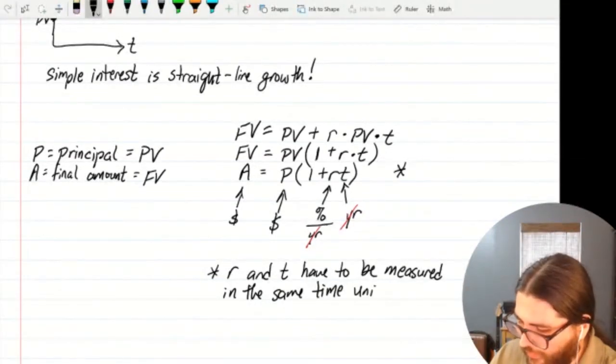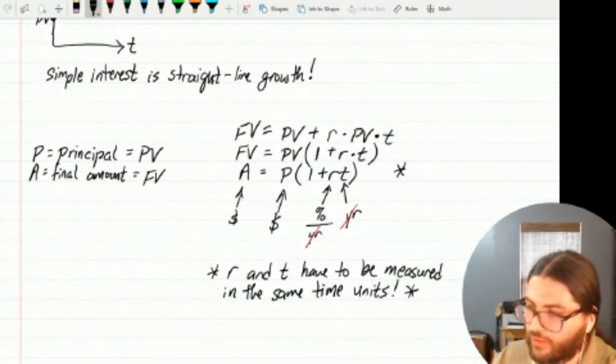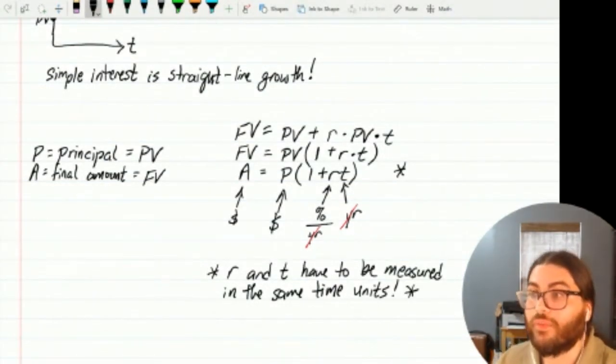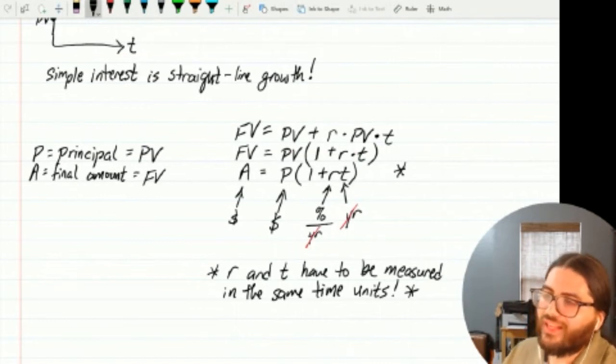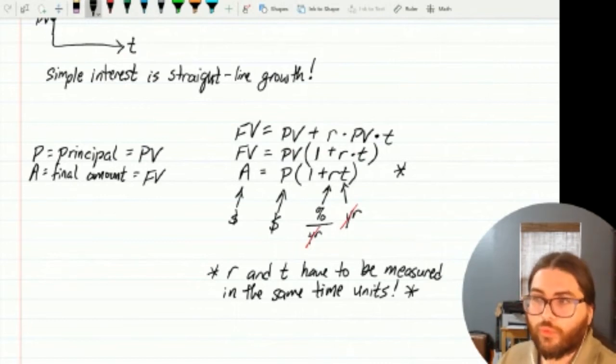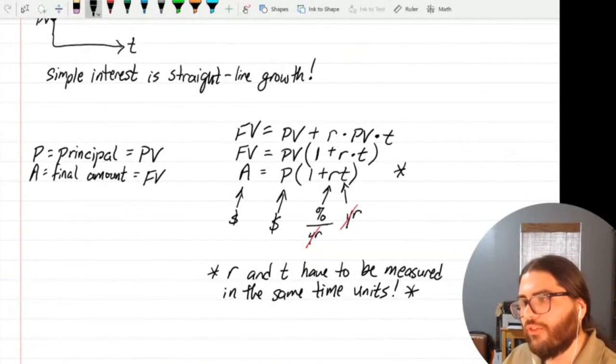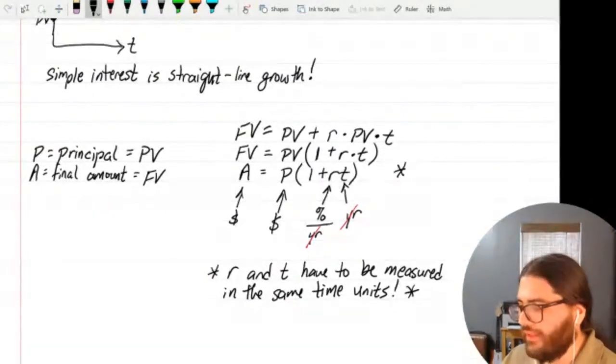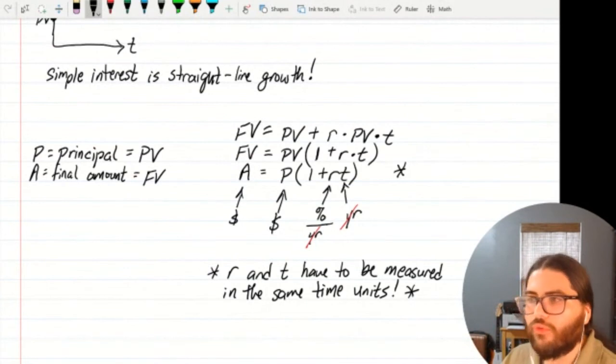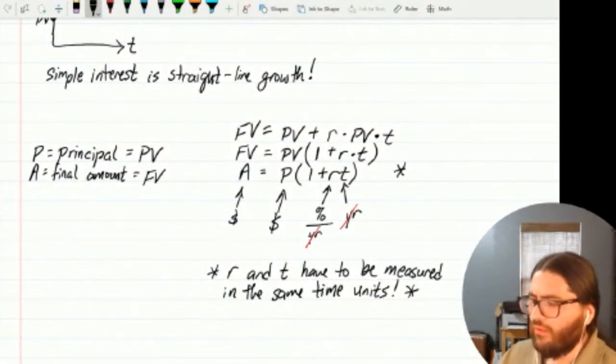So if my interest rate is percent per year and my time is measured in months, I can't plug that straight into the formula. I would have to convert the number of months to a number of years and plug that in instead. I believe there's one just like that on your homework, where it asks you to calculate the future value for 10 months or so into the future.